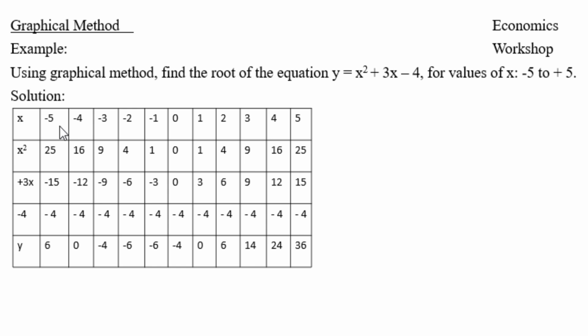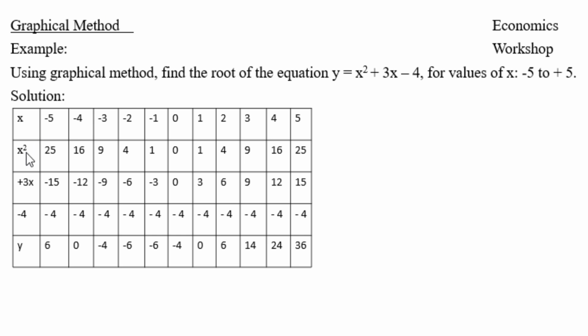So we are going to write the values of x. These are the values of x from minus 5 to plus 5. Then the next step is to write this quadratic expression and split everything in this row. The first term is x squared, the second term is plus 3x, the constant is minus 4, and the simplification of all these will give us the value of y.